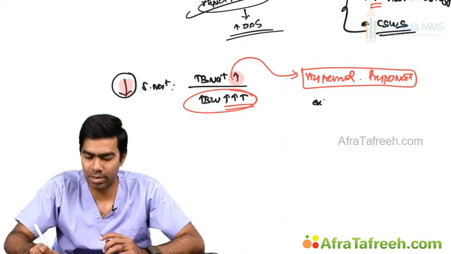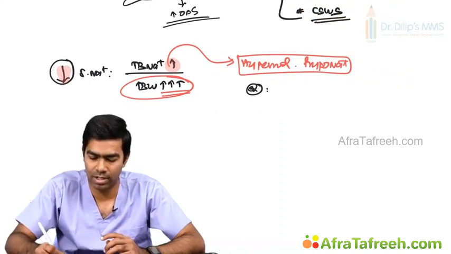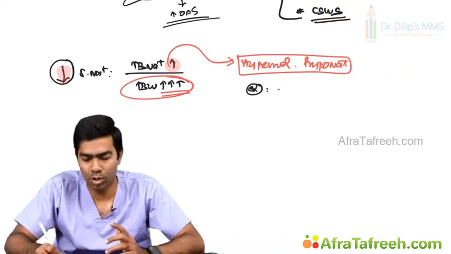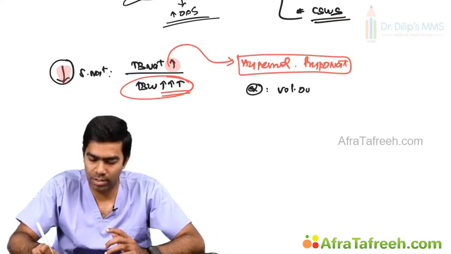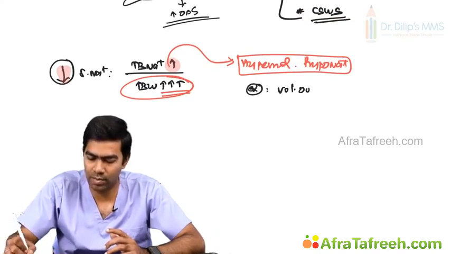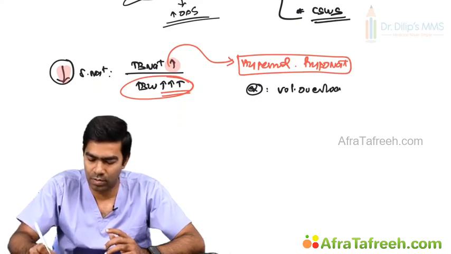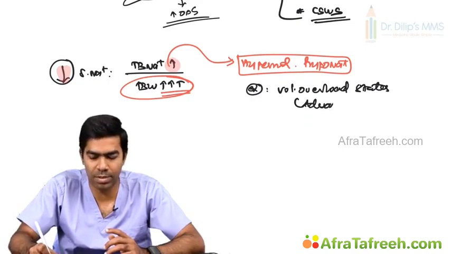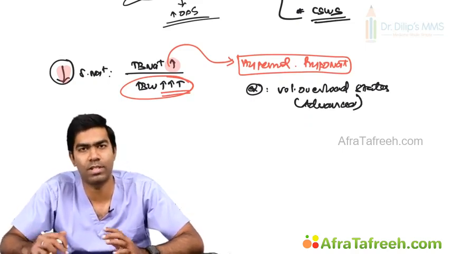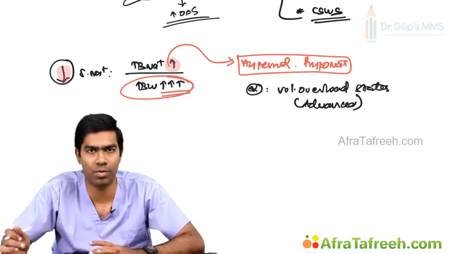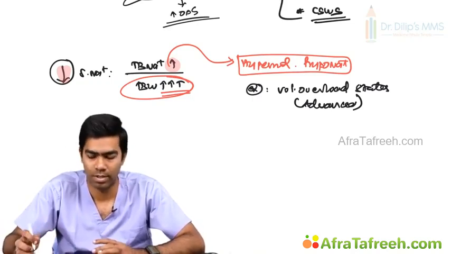Let us see. The examples for these conditions are again volume overload states, especially in advanced stages. In advanced stages, there will be a mismatch. Usually, in the early stage, there won't be a mismatch. In the advanced stage, there will be a mismatch between sodium and water, resulting in a dilution.